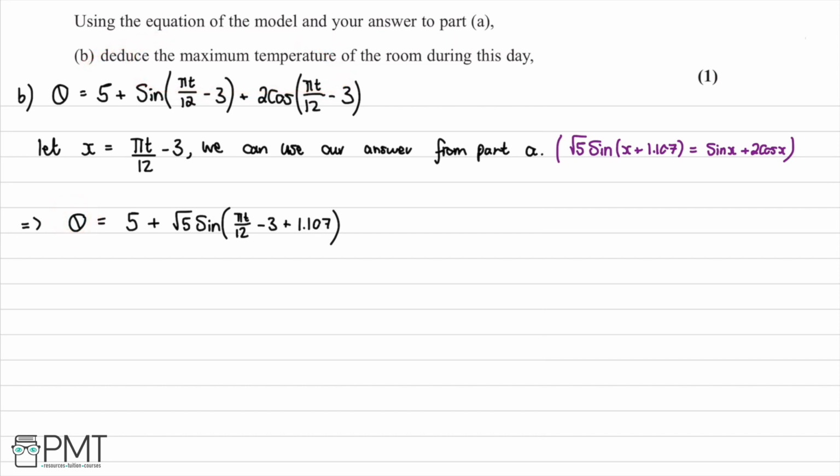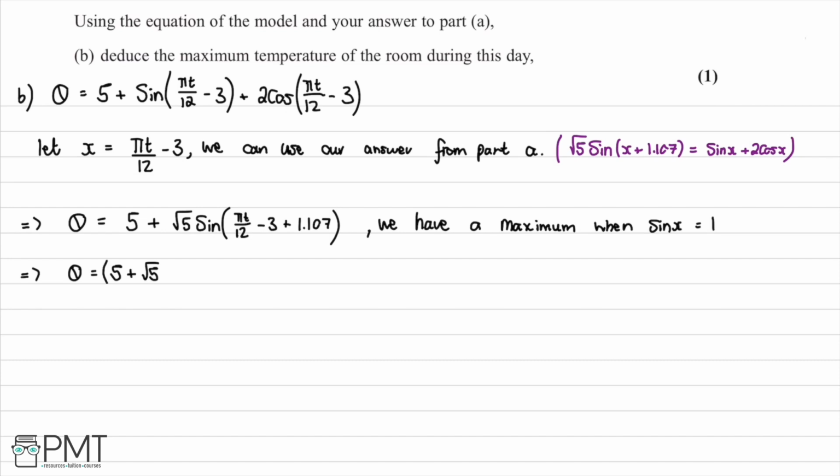So we know if we subtract anything from 5, it's going to get smaller. So we want to add the biggest possible value to 5 that we can. And we know that this is reached when sine is equal to 1. So we'll just write that down. So we have a maximum when sine x equals 1. Therefore, we'll have that theta is going to be equal to 5 plus root 5 multiplied by 1. So we know that that is then going to be the maximum temperature.